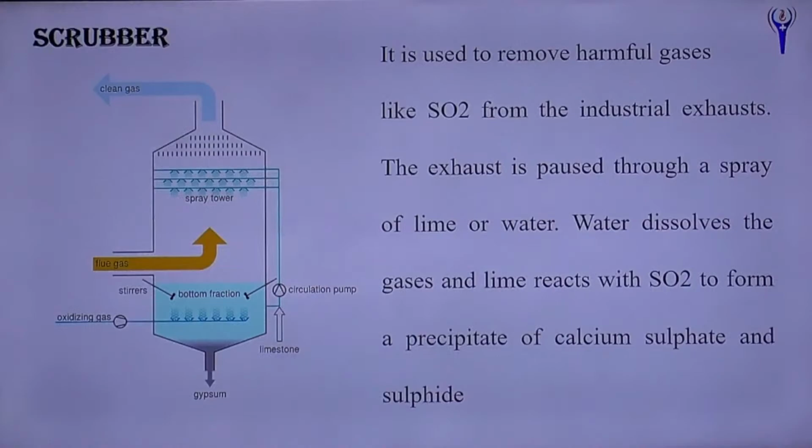And the next method is a scrubber. It is used to remove harmful gases like sulfur dioxide from the industrial exhaust. The exhaust is passed through a spray of lime or water, and the water dissolves the gases as shown in the picture, and the lime reacts with the sulfur dioxide to form a precipitate of calcium sulfate and sulfide.